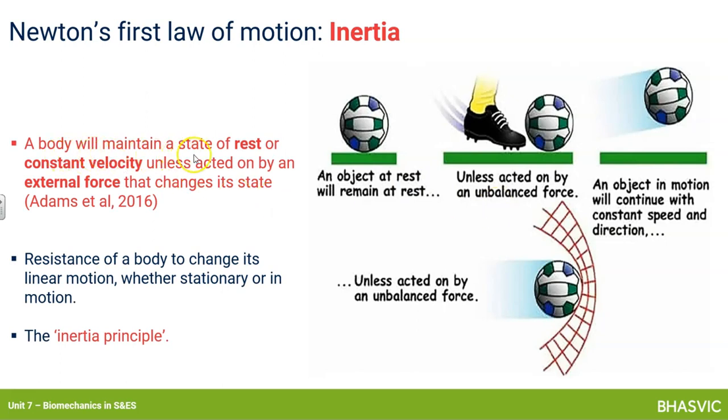So, some facts. A body will maintain a state of rest, still, or constant velocity flying through the air, unless acted on by an external force that changes its state of motion. We've given examples of that. The resistance of a body to change its linear motion, whether stationary, so it's just saying inertia has a resistance to change motion. We need forces to change motion. And this is called the inertial principle.